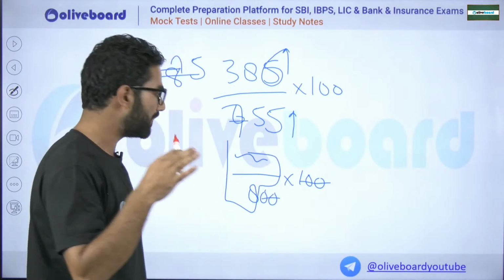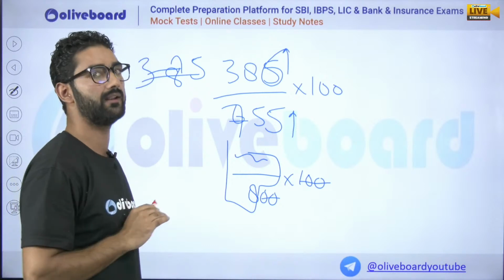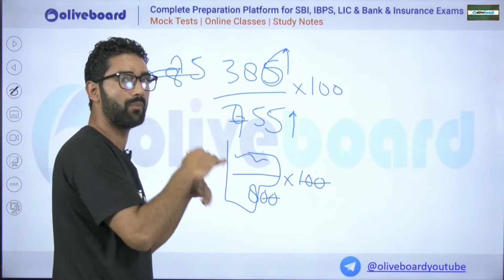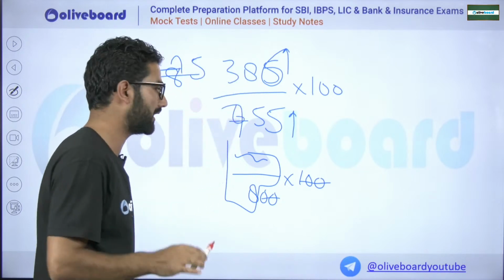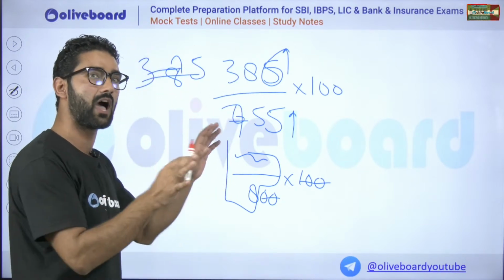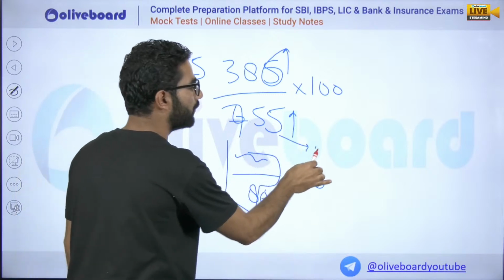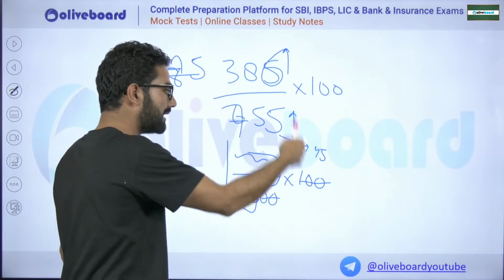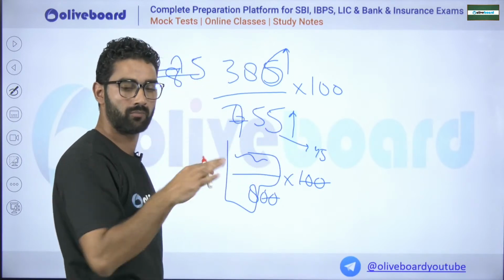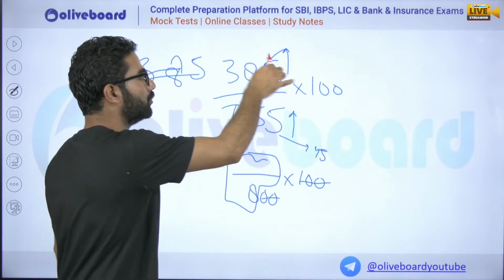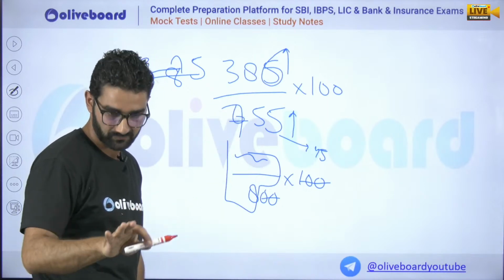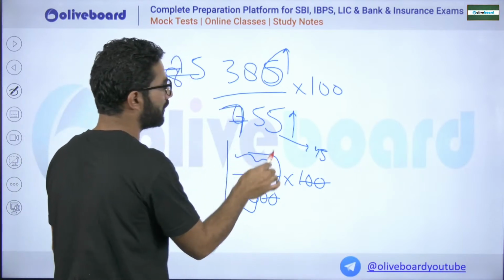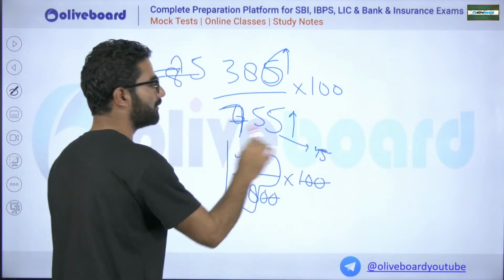Is this understood? Now how much I should add to the numerator and how much to the denominator is very important. The denominator is clear: you have to add only 45 to it. So if you take 755 and add 45, it will become 800.